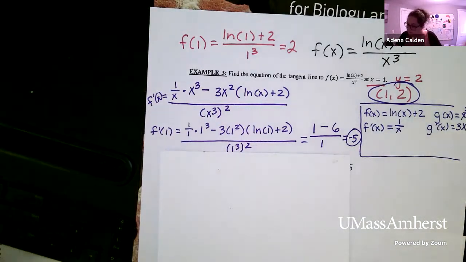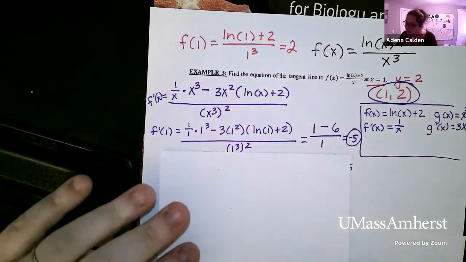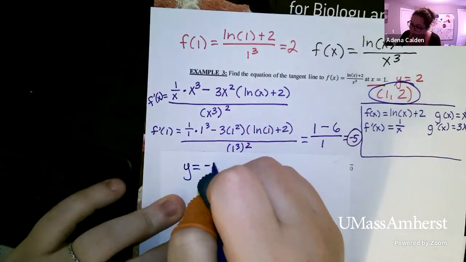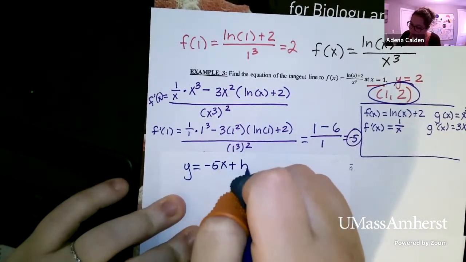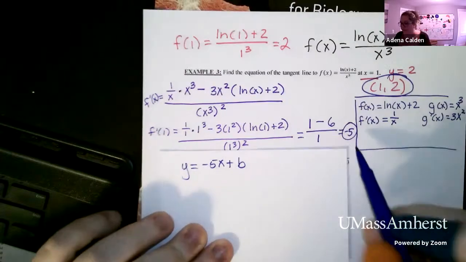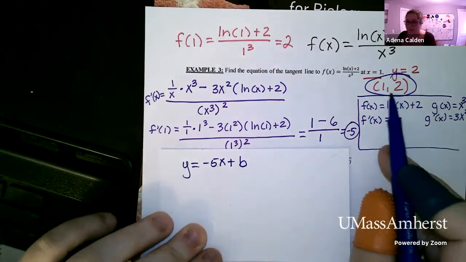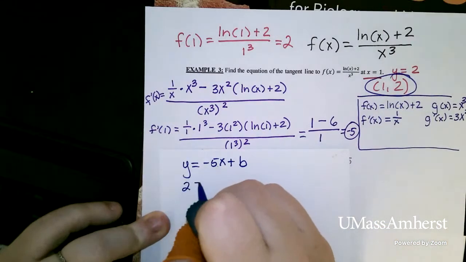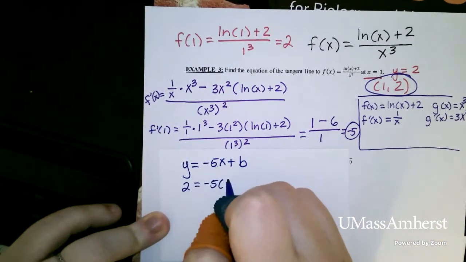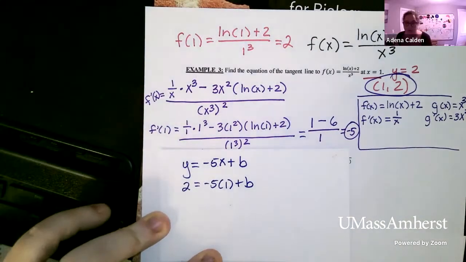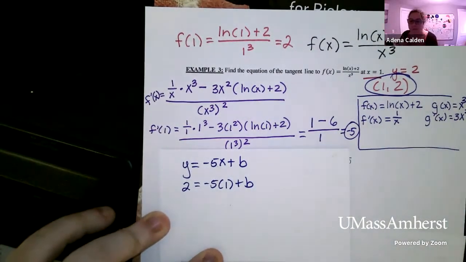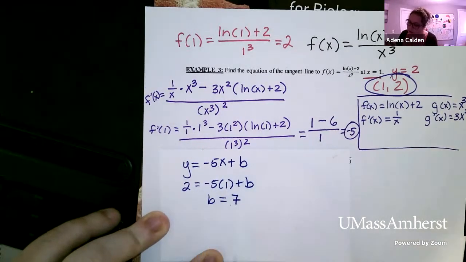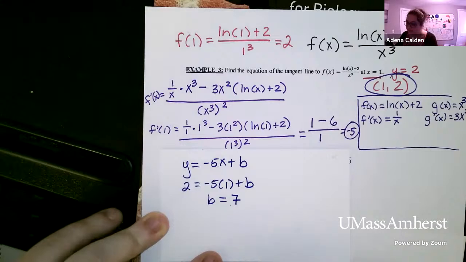So let's go ahead and we'll just do it here. So y equals mx plus b. So y equals negative 5x plus b. So the negative 5 is from the slope. Now I'm going to plug in my point. When x equals 1, y equals 2. So I have 2 equals negative 5 times 1 plus b. So I'm going to add the 5 over to the other side. And that's going to give me b equals 7.